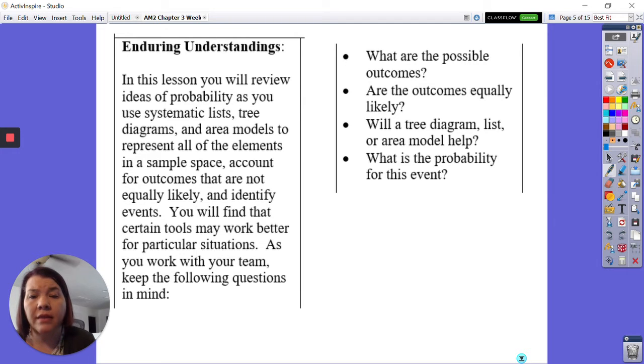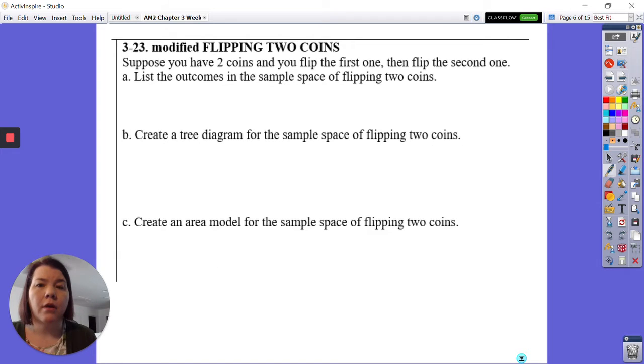You will find that certain tools may work better for particular situations. As you work with your team, keep in mind the following questions. What are the possible outcomes? Are the outcomes equally likely? Will a tree diagram, list, or area model help? What is the probability for the event? So the whole goal is to figure out probabilities, and the other things are all tools that help us figure out probabilities.